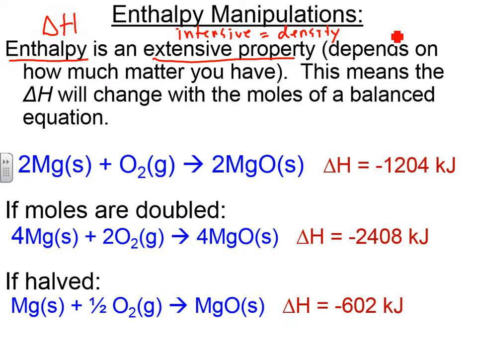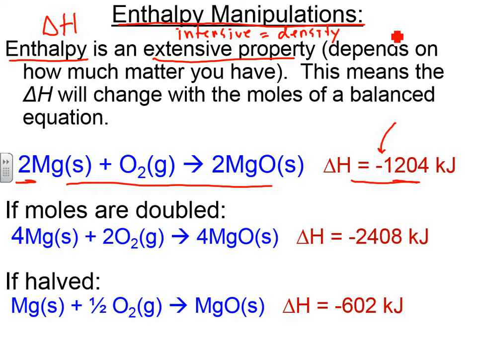And so what we can do is manipulate an equation, and we'll have to manipulate the delta H accordingly. So this will be a discussion of enthalpy manipulations. And it's pretty simple. The concept goes like this. Here you have an original equation along with the delta H. Notice that this reaction is releasing 1204 kilojoules, and this is related to the balanced equation. So if you burn 2 moles of magnesium, you'll produce 1204 kilojoules.